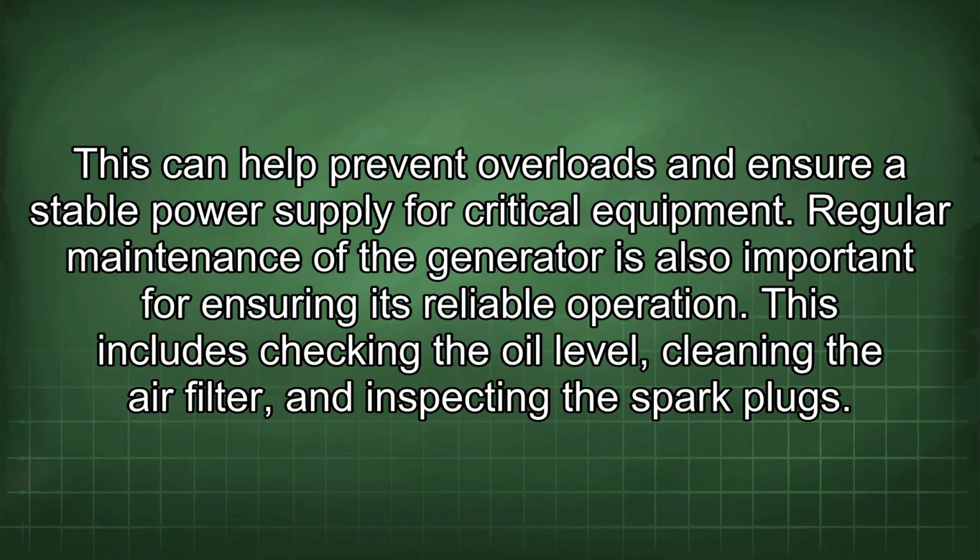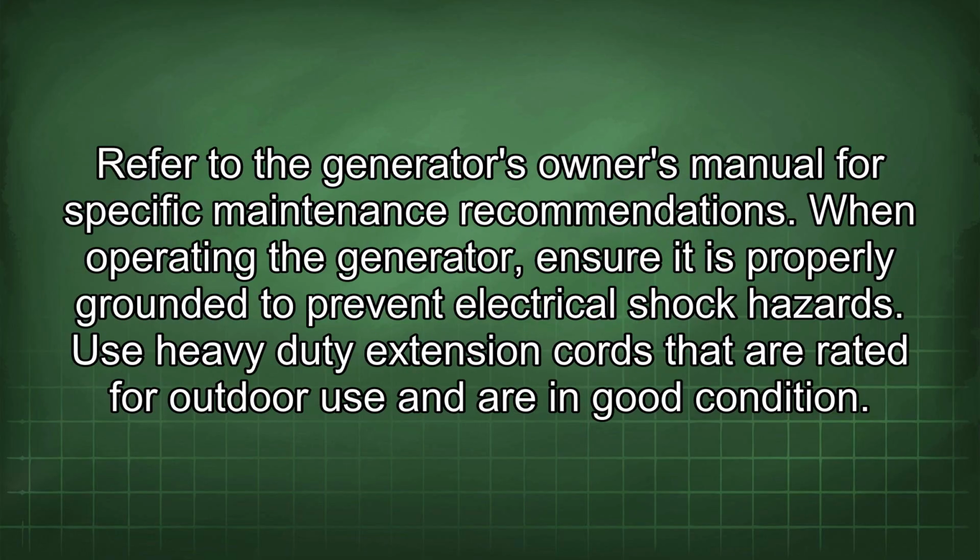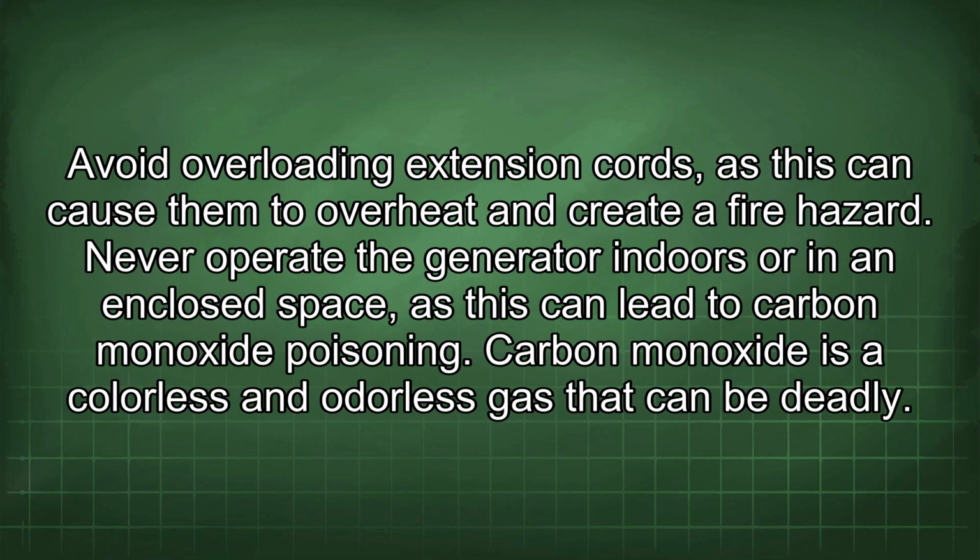Regular maintenance of the generator is also important for ensuring its reliable operation. This includes checking the oil level, cleaning the air filter, and inspecting the spark plugs. Refer to the generator's owner's manual for specific maintenance recommendations. When operating the generator, ensure it is properly grounded to prevent electrical shock hazards. Use heavy-duty extension cords that are rated for outdoor use and are in good condition. Avoid overloading extension cords, as this can cause them to overheat and create a fire hazard.